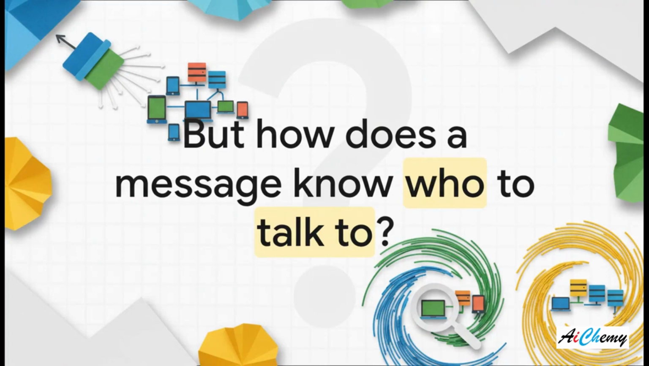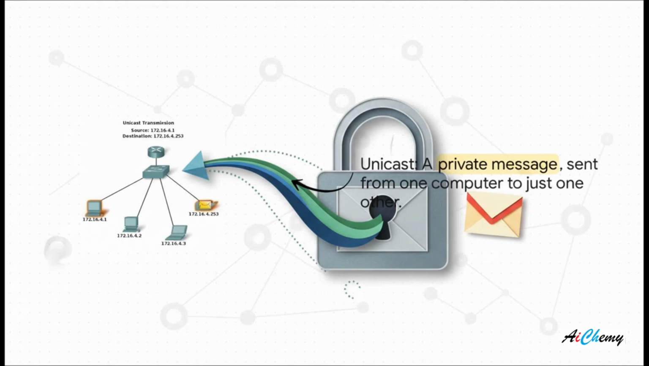Okay, so we've got the data all packaged up and sent out. But in a network with millions, even billions of devices, how does a message know exactly who it's supposed to go to? Well, the answer is in how it's transmitted. First up, you have unicast. This is your standard one-to-one private conversation.